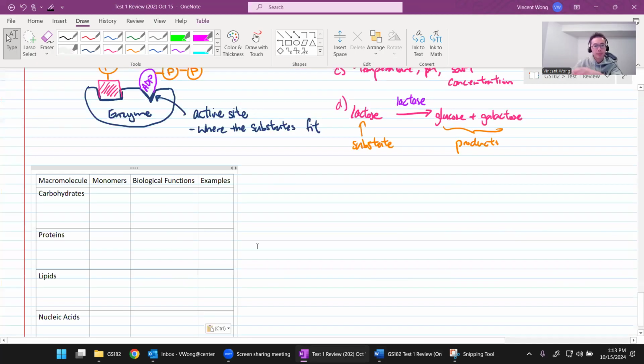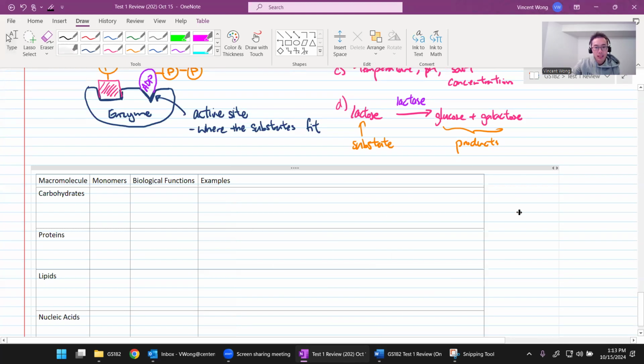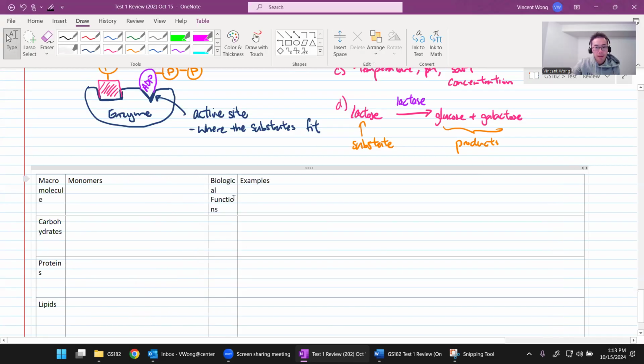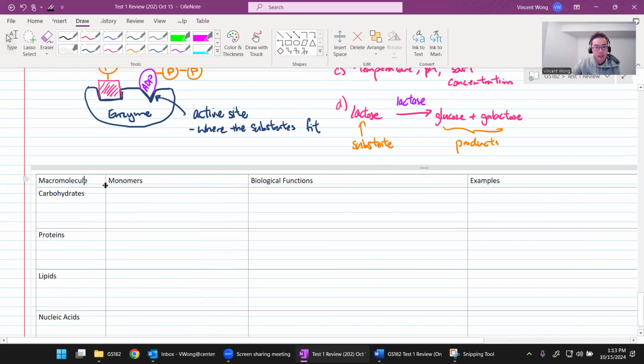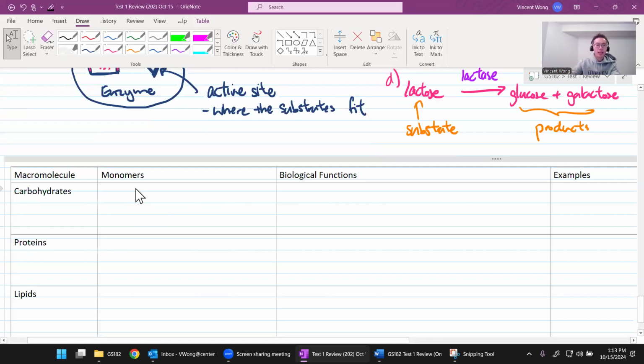Okay, next. Here is the table. It's very long. So I'm going to try to fill it in with you guys. I'm just going to do the function and the examples together. That usually works a little bit better.